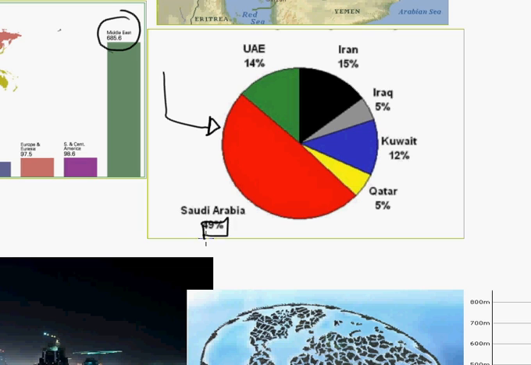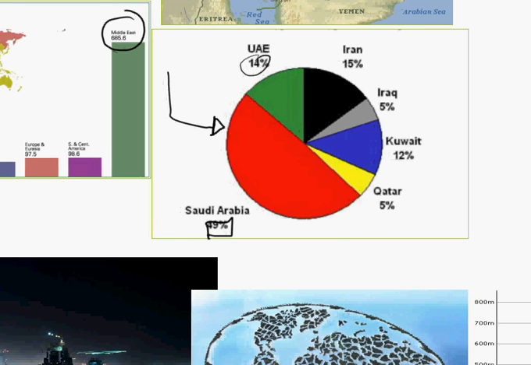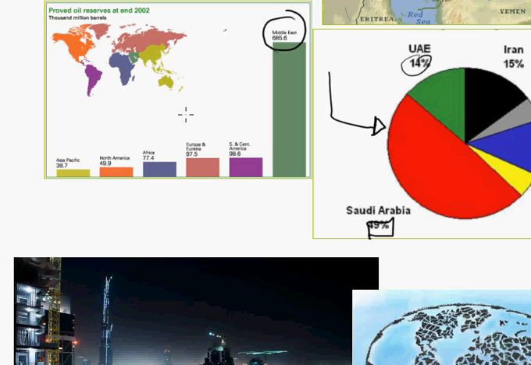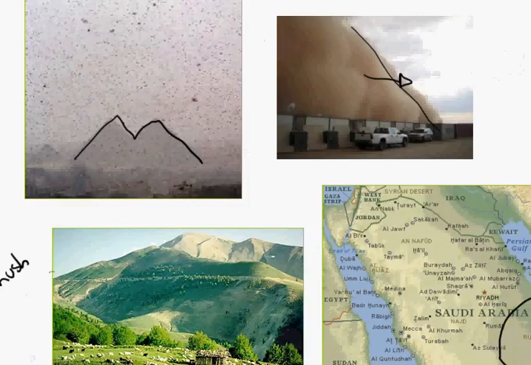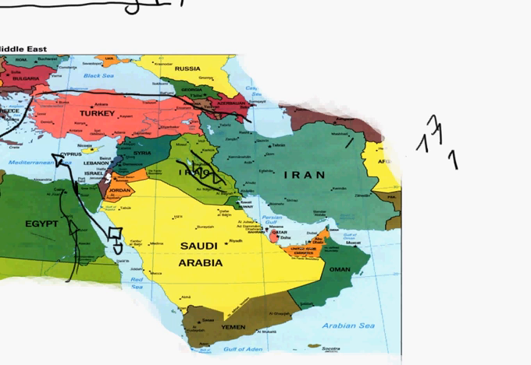Here you see it's 49%. You have United Arab Emirates at 14%, and you have Iran at 15%. These numbers are a little old, but you get the idea. With this Middle East money, you have some small countries. Let's go up to United Arab Emirates. United Arab Emirates is right here, and you're going to see the city called Dubai, which is quite interesting.